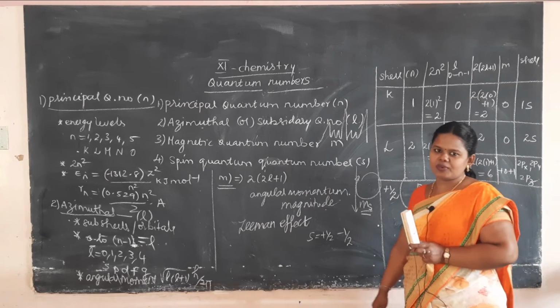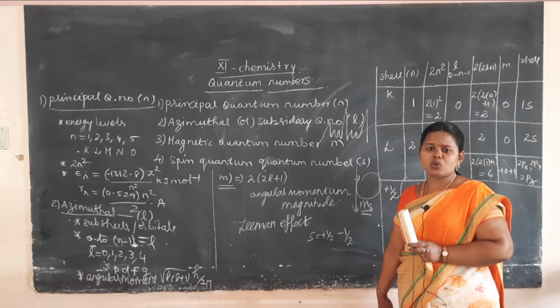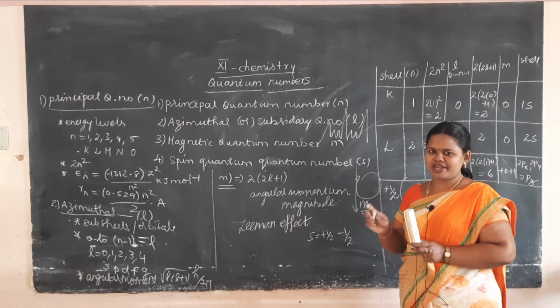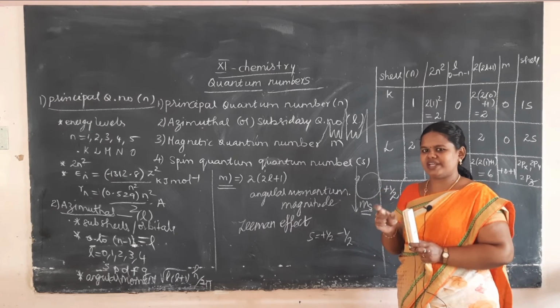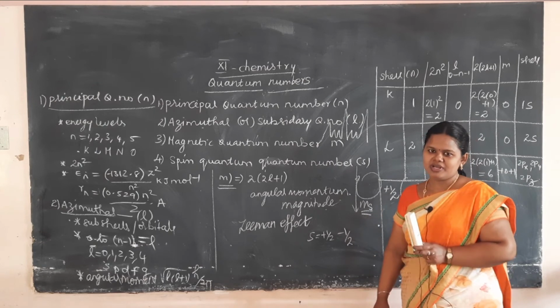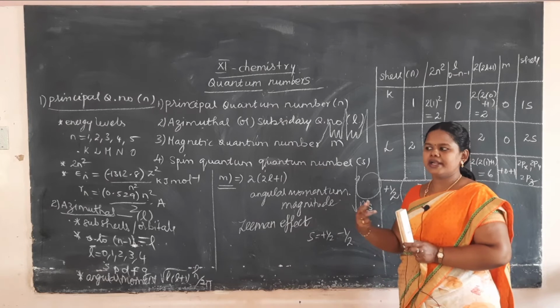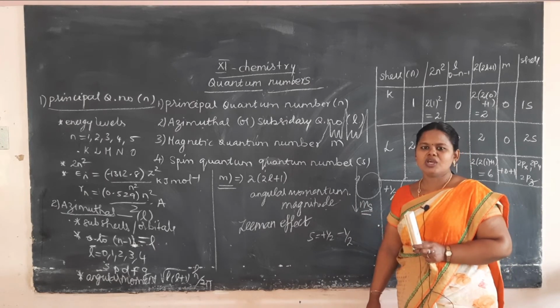So S is equal to plus half and minus half. So we can know that the electron will have two spin values only, that is plus half and minus half. So it is confirmed that only two electrons will be present in an orbital. Okay, so this is about our spin quantum number. The spin quantum number is very important because it explains the direction of the spinning of the electron around the nucleus.